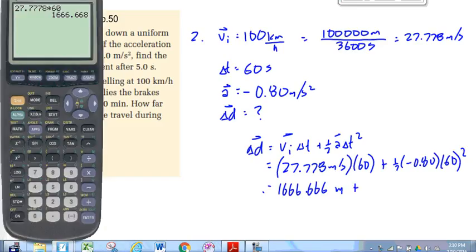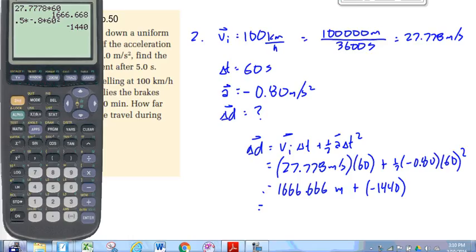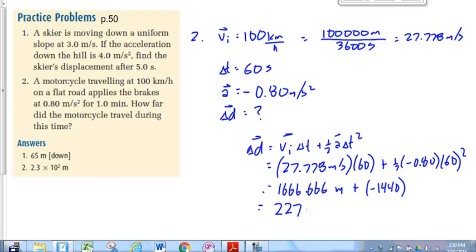Now let's figure out what's on the right-hand side there. 0.5 times negative 0.8 times 60 squared. Hit the little x to the 2 button. 60 squared gives me negative 1440. Well, now we can add these together. And we get 226.7 or 227 meters. Oh, they have it rounded to 2 digits. I'll explain why later on. That's not for us right now. But rounded to 2 digits, that would be 2.3 times 10 to the 2 meters.